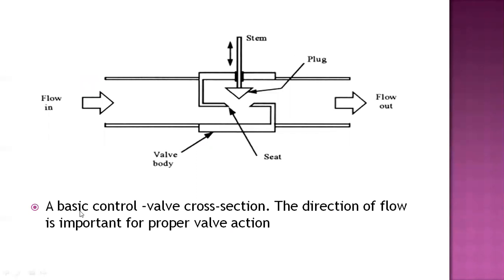Now one more thing is given, a basic control valve cross section. The direction of flow is important for the proper valve action over here. The valve body and seat are shown over here, with the flow in and flow out also. The purpose of this, as I told you, is to regulate the flow rate of fluids through the pipes in the system.